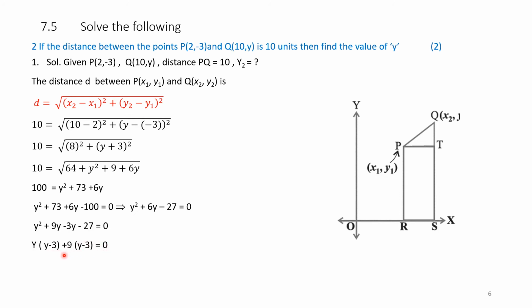Therefore, y minus 3 equal to 0. The two roots are y minus 3 equal to 0 or y plus 9 equal to 0. Here, if we take y minus 3 equal to 0, then y becomes 3. And if we take y plus 9 as 0, y equals minus 9. Distance cannot be negative. So hence, we neglect this value and take y is equal to 3 as the answer.